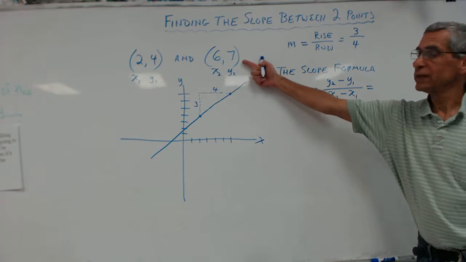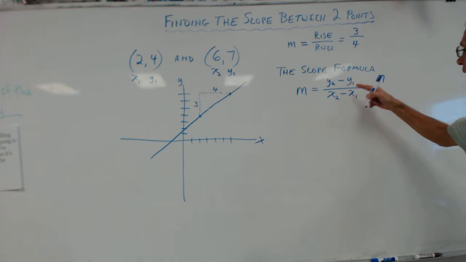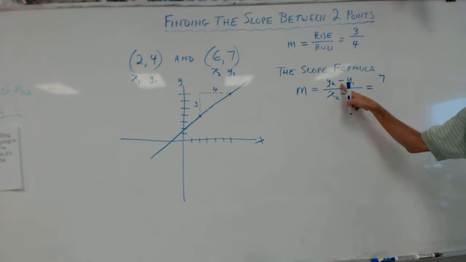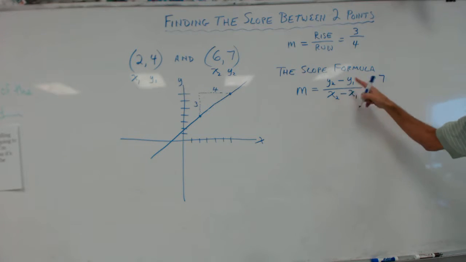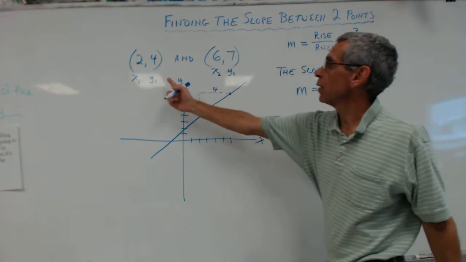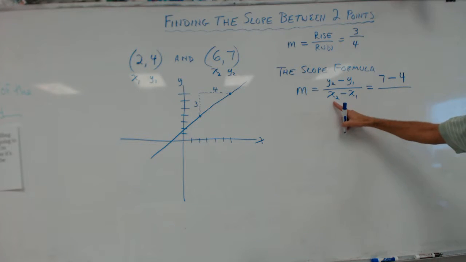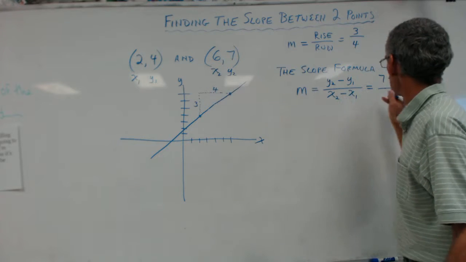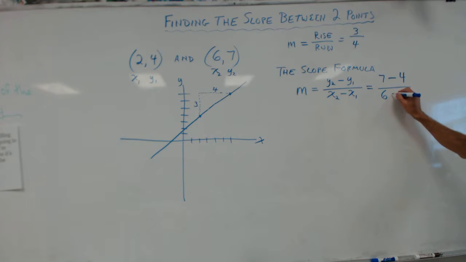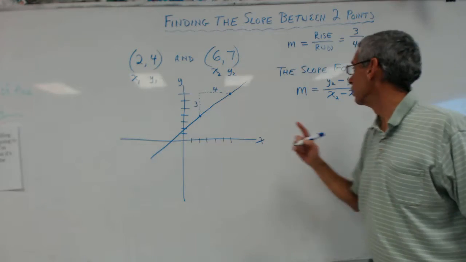My y2 is 7, right? So I'm going to put a 7 up here. And then the formula says minus, right? So make sure you're writing this down. Put a minus. And then y1, my y1 is 4. Okay? And then I draw a line underneath it. And that says I have to have my x2. My x2 is 6. So I'm going to write my 6 here. And then the formula has a minus sign. And then it says x1 is 2.